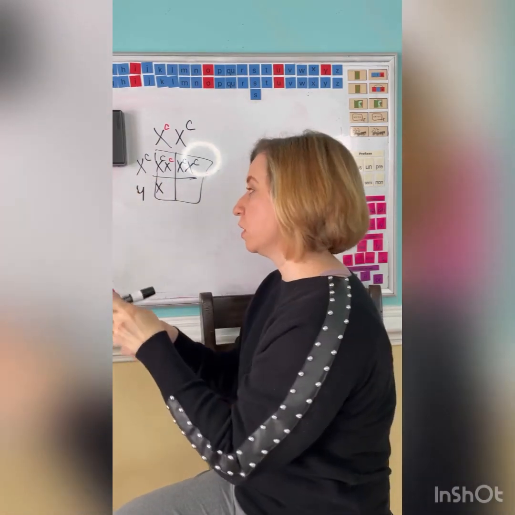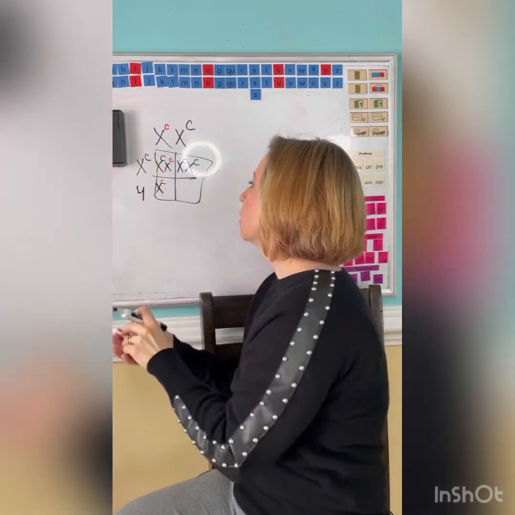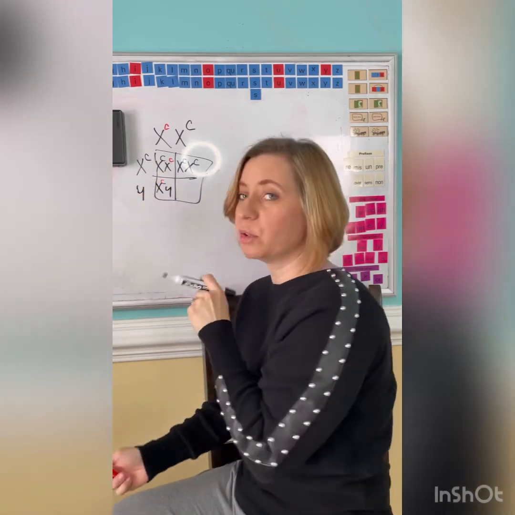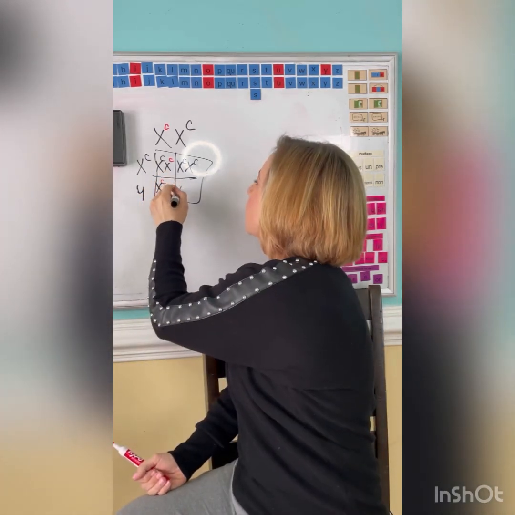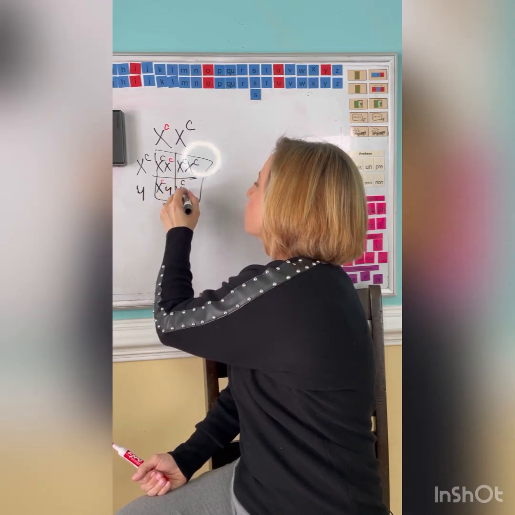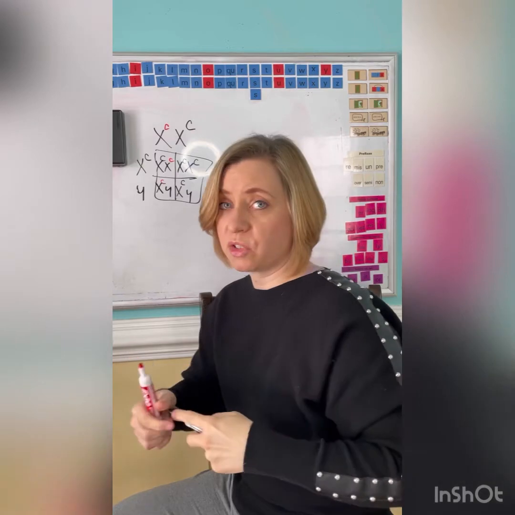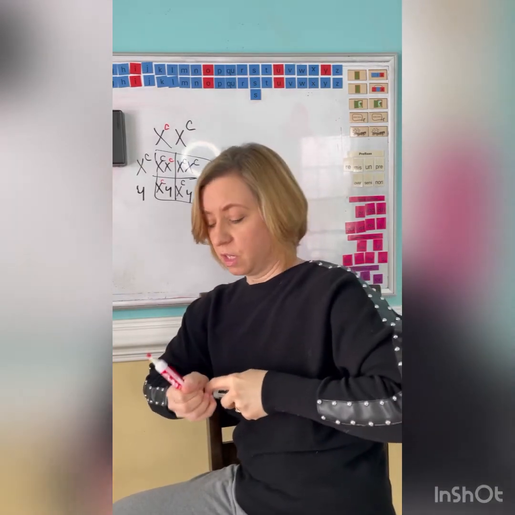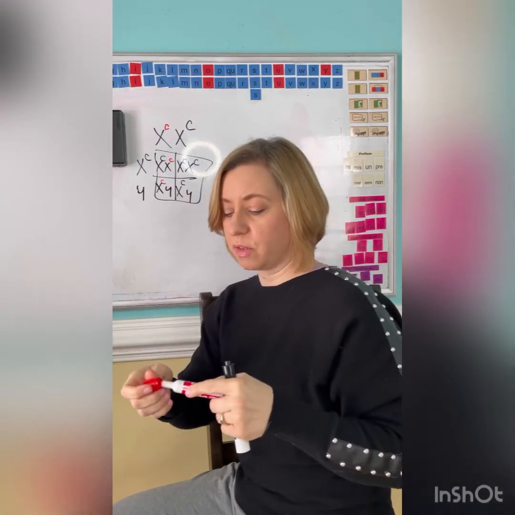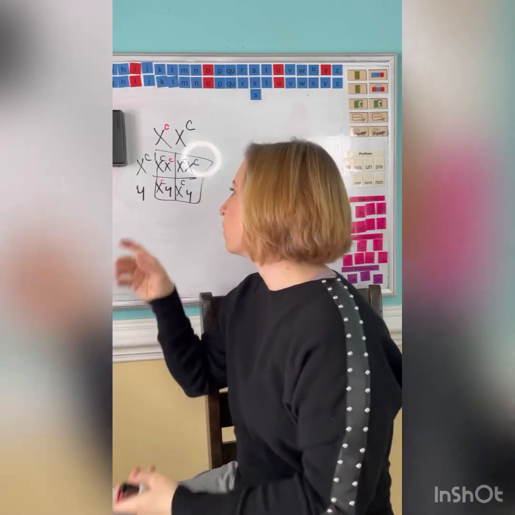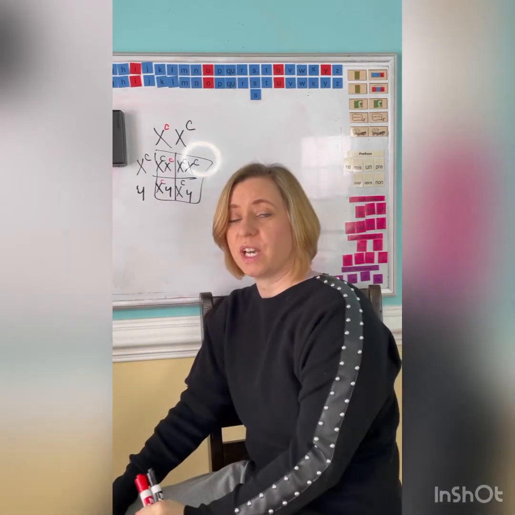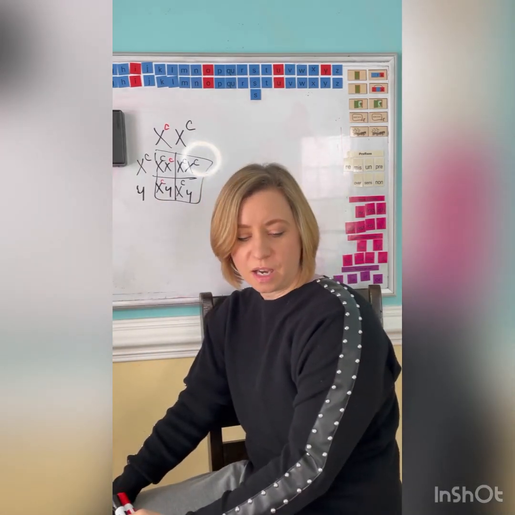This one, however, will have a male who is colorblind and then a 50% chance of having a male who is not colorblind. So 0% chance of having a female who's colorblind, but 50% chance of having a female who is a carrier, and then a 50% chance of having a male who is colorblind.